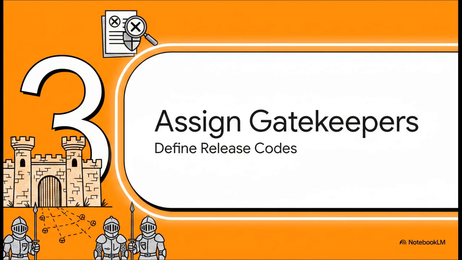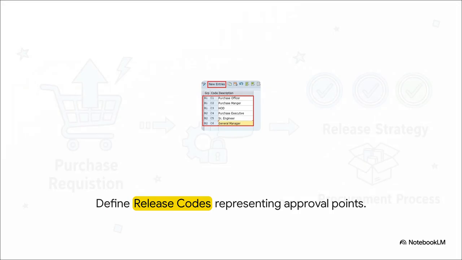But a perimeter is useless without guards. That brings us to phase 3, assigning the gatekeepers. So who's actually guarding your gates? In SAP, your guards are represented by release codes. Think of them as a 2-digit alphanumeric shield standing between a rogue requisition and your company's bank account.